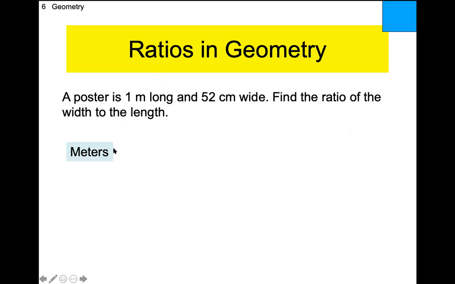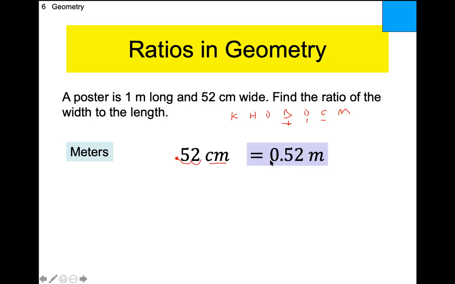If we decide to convert centimeters to meters, so if I start with 52 centimeters and I want to convert to meters, well, let's see, once again, so we start with King Henry died by drinking chocolate milk. So if I go from centimeters to meters, I'm going from this letter to this letter, so I'm going 1, 2 to the left. So I've moved it 1, 2 to the left, I get 0.52 meters. So 0.52 meters would be converting centimeters to meters.